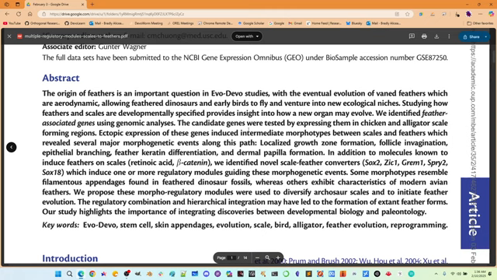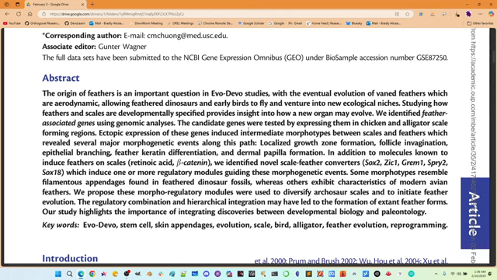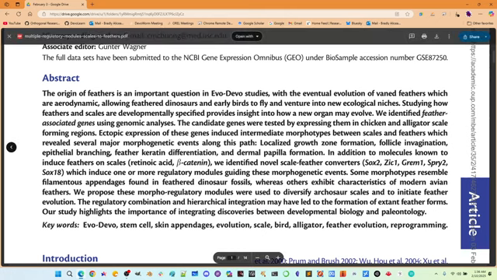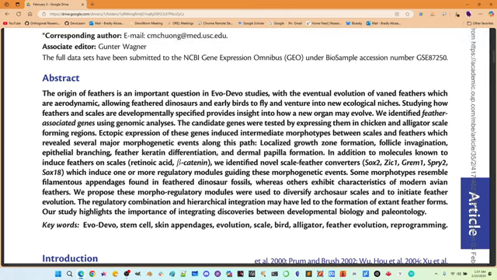So this is where they're looking at these genes, they're trying to find things that are associated with feathers, and then they want to express them in certain scale-forming regions that will allow us to do experiments where we can see their effect on the phenotype. Ectopic expression of these genes induce intermediate morphotypes between scales and feathers, which reveal several major morphogenetic events along this path. So we're looking for the things that form scales, the things that form feathers, and if we can form something in between those two, and indeed we can.